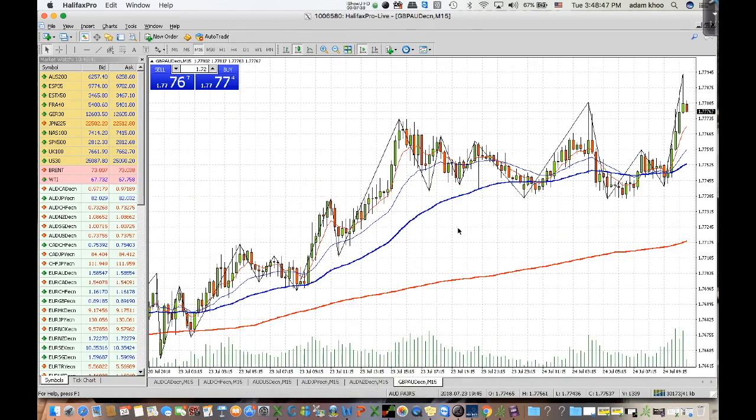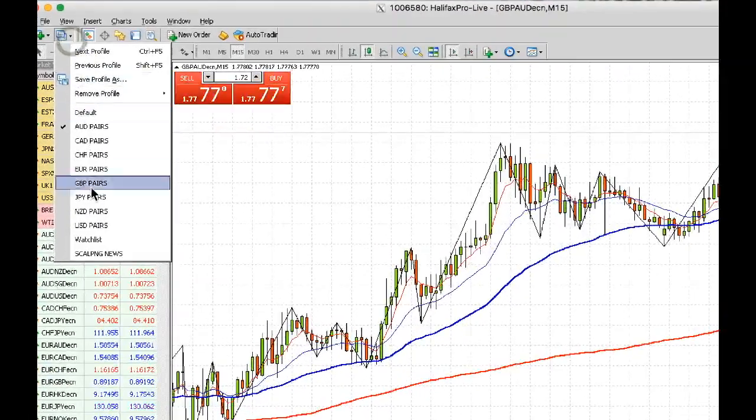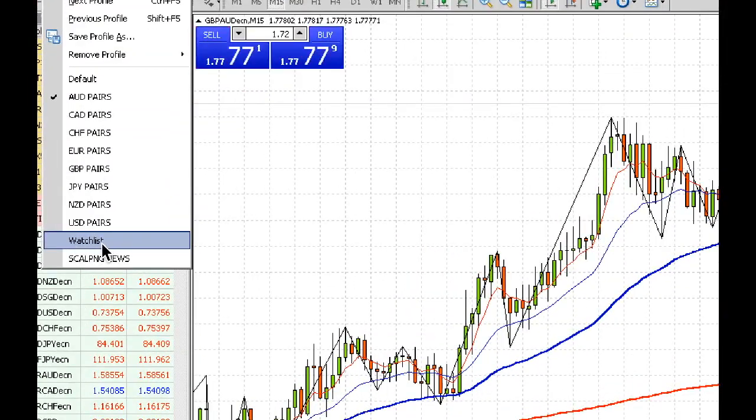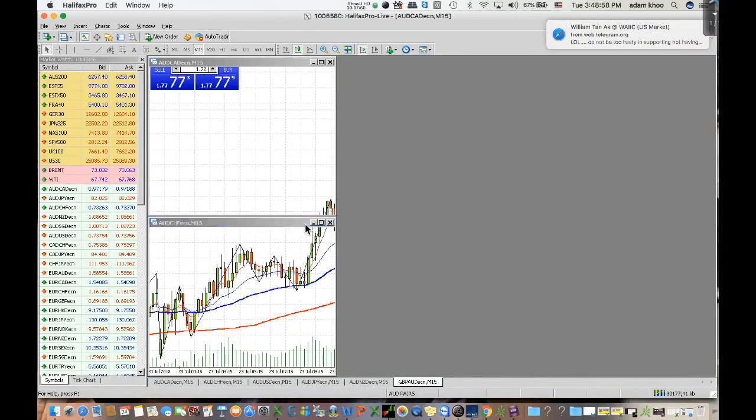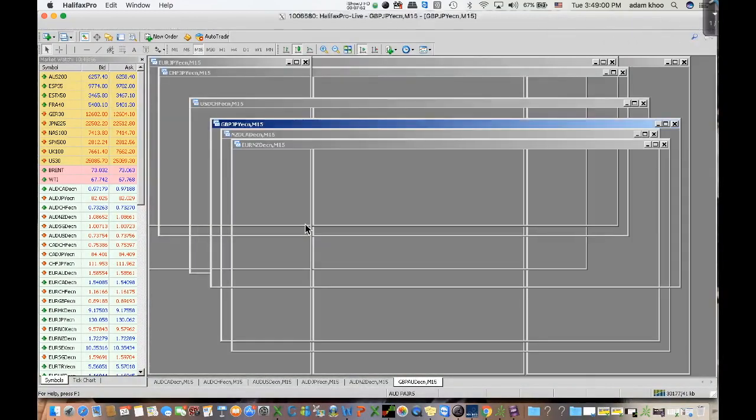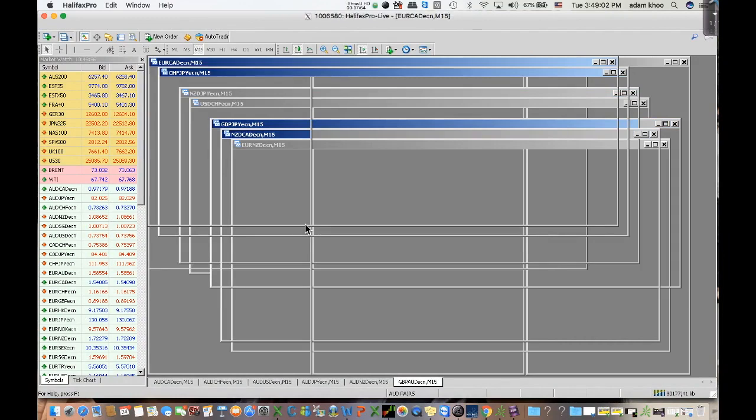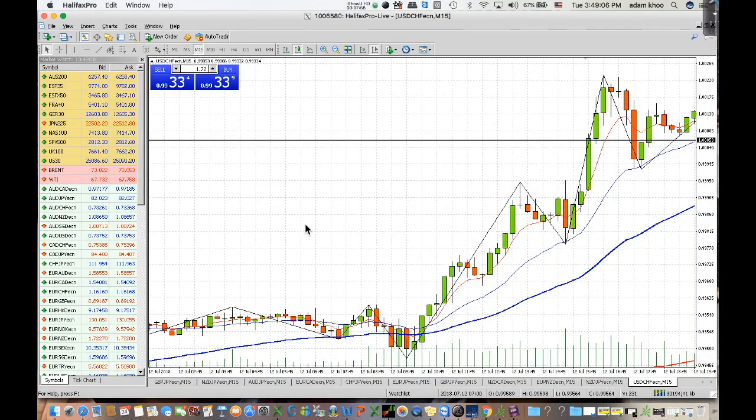I look at all the pairs, and once I see there are some potential setups, I put it into my watch list. So I create one just called watch list, and my watch list basically will have the charts where it looks like a trade setup is coming. So these are the ones I look at on this particular day, and every time there's a potential trade setup, I put it into my trade setup watch list. So that's one reason why I organize it this way.